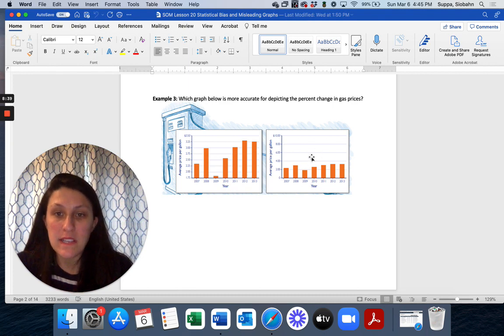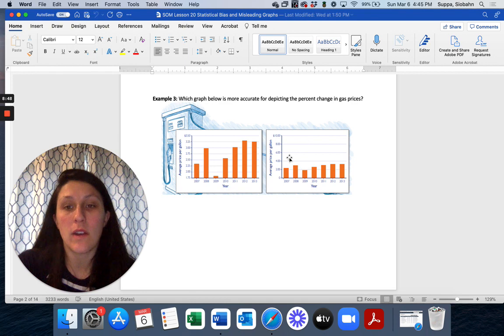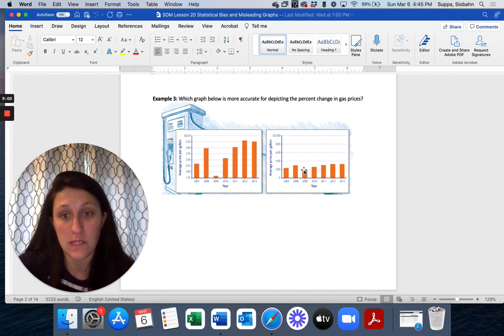So this graph makes it look like the price of gas is roughly somewhere between $2 and $3 over the years, and I would think that's more accurate. But maybe I would scale this a little bit differently. I might scale this by $1 instead of by $2, just so we could really see that the price of gas fluctuated between $2 and $3, and it seems to have remained steady there between 2007 and 2013.